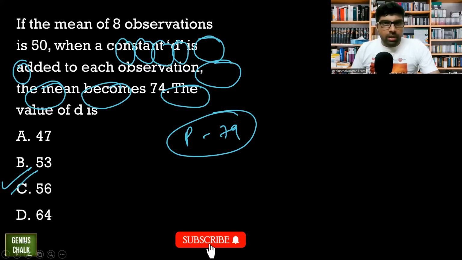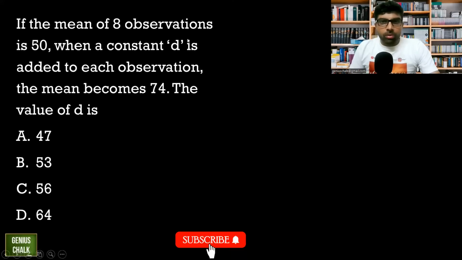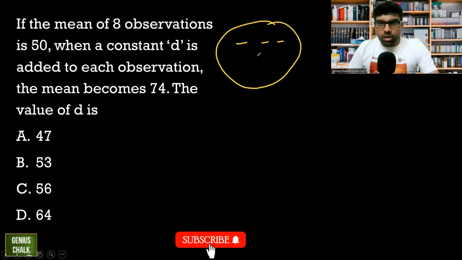Next one. If the mean of 8 observations is 50, when a constant D is added to each observation, then the mean becomes 74. The value of D? Now, the same concept in the reverse manner is asked. So just see, if there are 8 observations, that means 1, 2, 3, 4, 5, 6, 7, 8, and their average is 50. That means everybody is having 50, right?